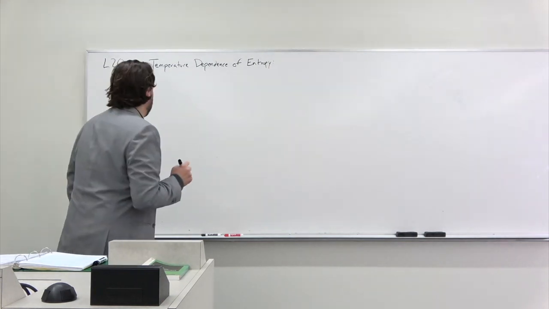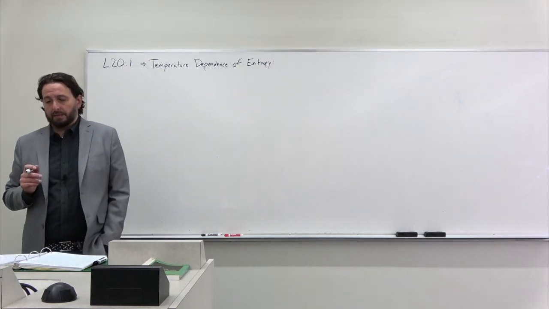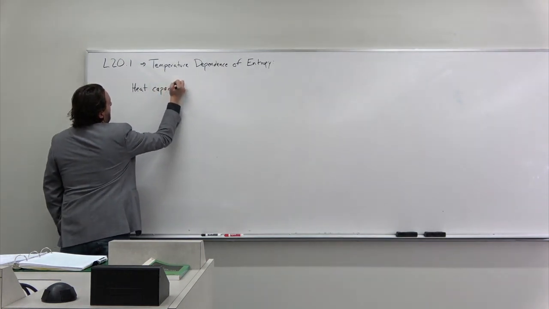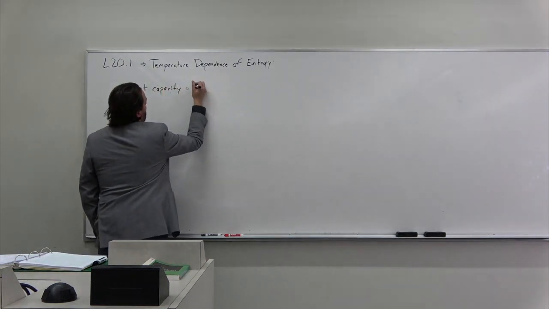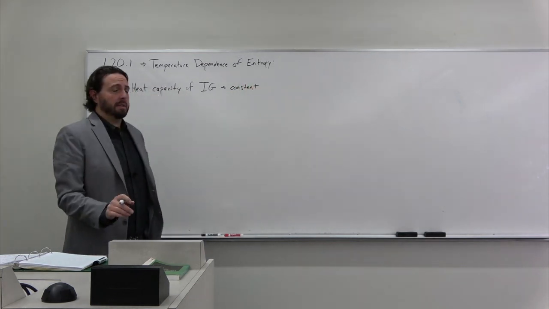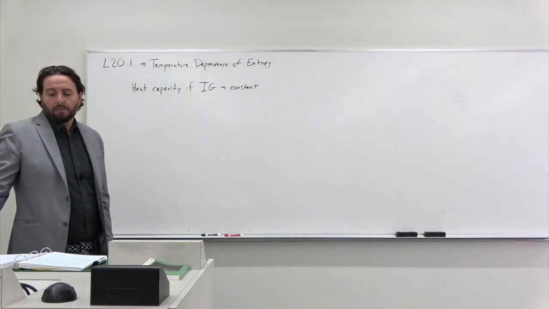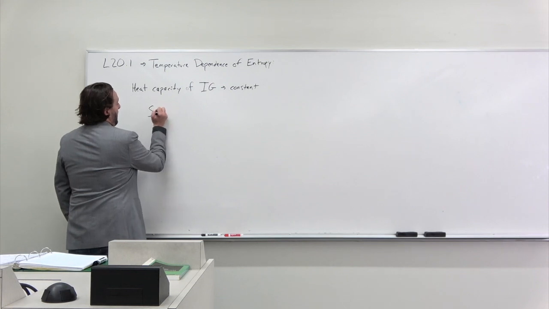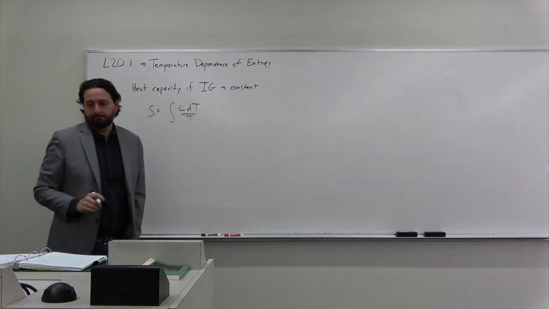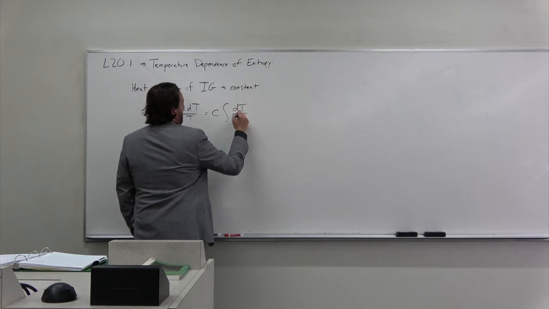Okay, so remember last time we stated that we had a problem when we looked at the heat capacity of an ideal gas, right? The heat capacity of an ideal gas was constant with temperature. Remember, it just had to do with whether it was a monatomic gas or a diatomic gas. And so if it was a constant, you could take it out of the integral. So we had, for example, S was the integral of C dT over T, and we took the C out of the integral, dT over T.